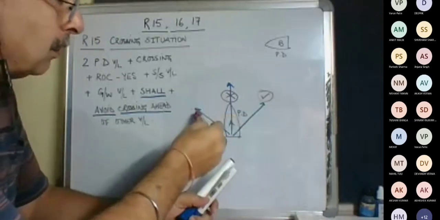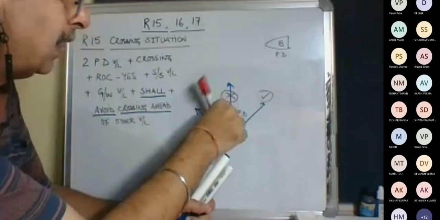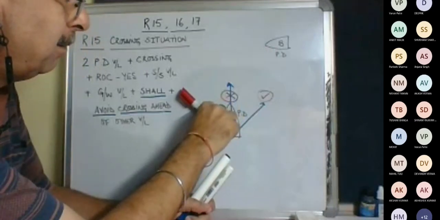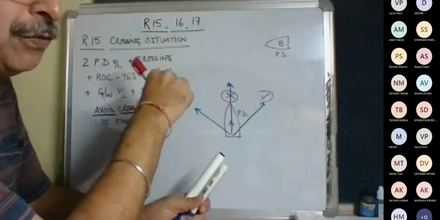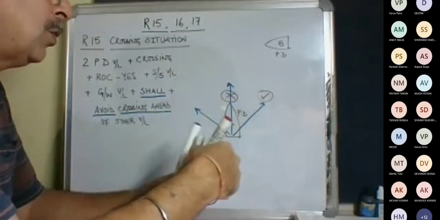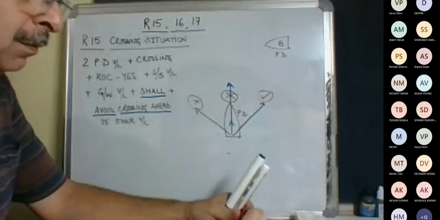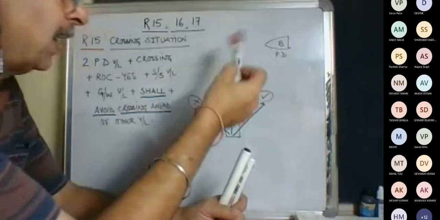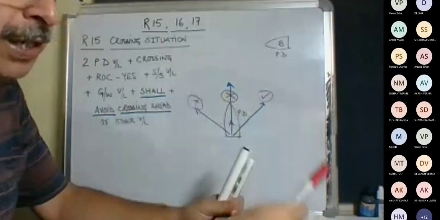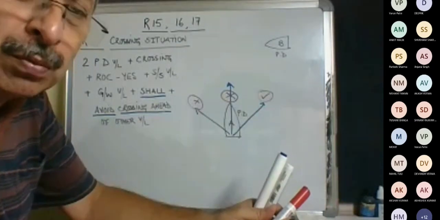If I go to port, then I'm giving an indication to this guy, I may cross ahead of you. So therefore, this is also not acceptable. Because then I'm giving an indication to this guy that I intend crossing ahead of you. Whether I actually do or not is a separate issue.